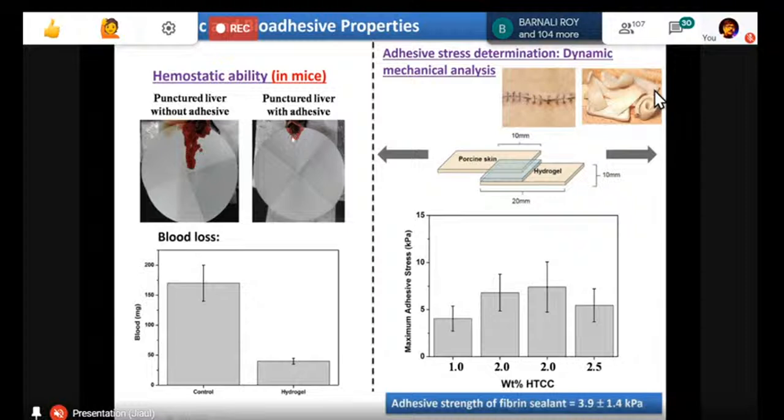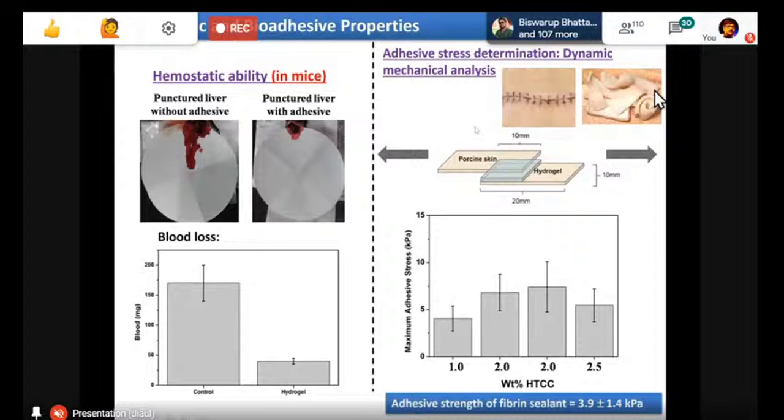But after puncturing, the moment we applied our material, the bleeding was immediately stopped. We also determined how much blood came out. It shows that there is a significantly lower amount of blood loss. That means this polymer is acting as a potent hemostatic material, stopping bleeding immediately after the injury.